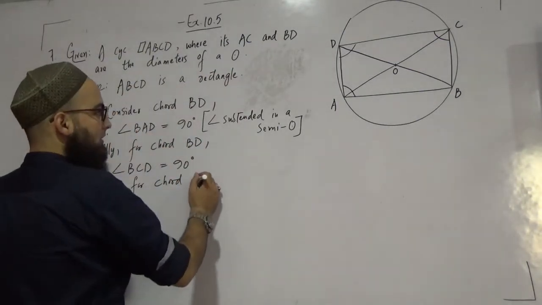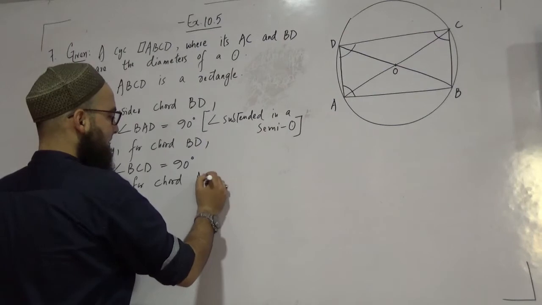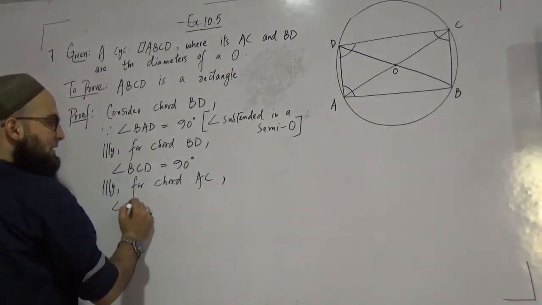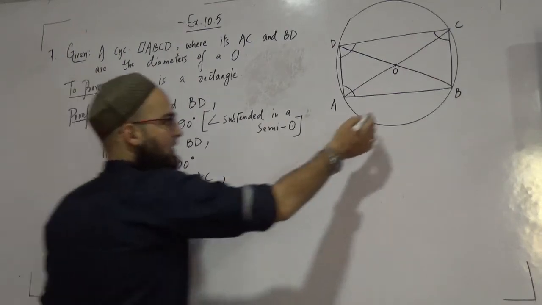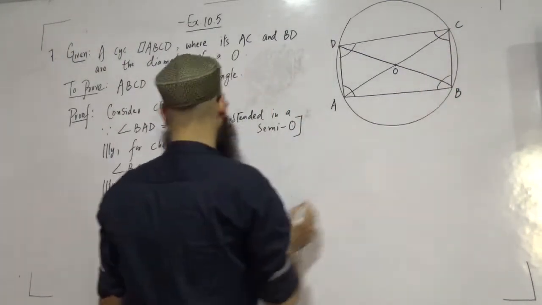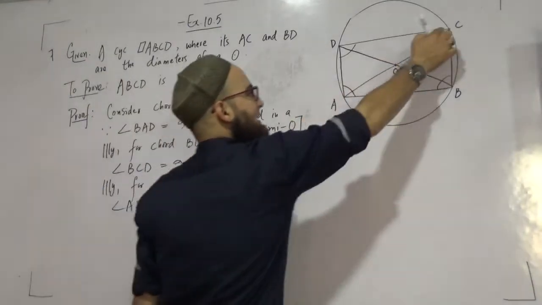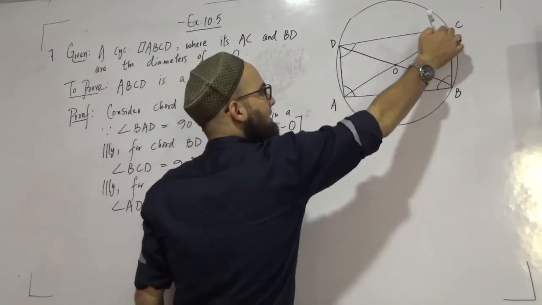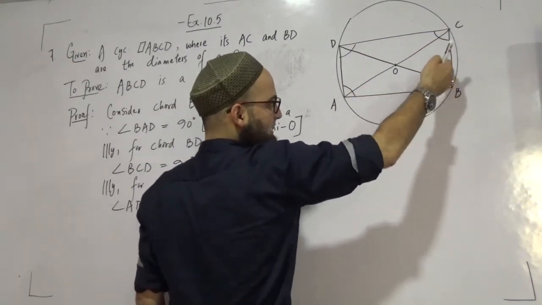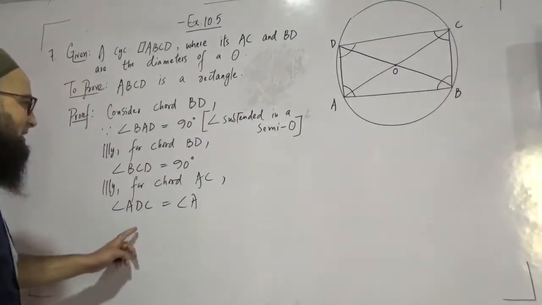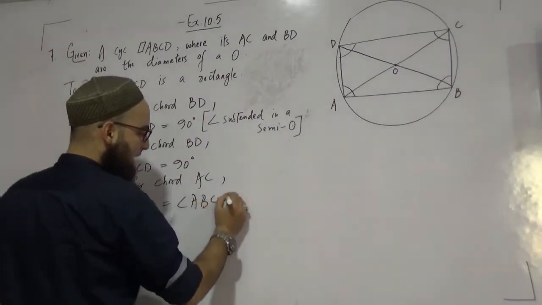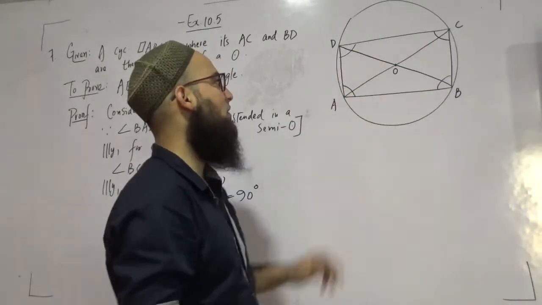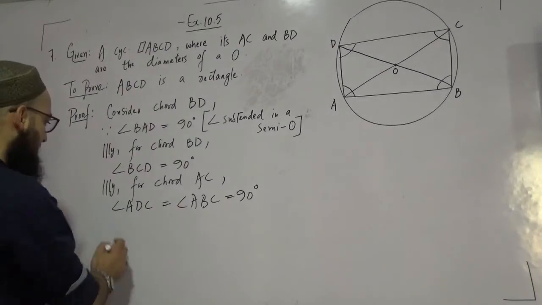Similarly, for chord AC, angle ADC is equal to angle ABC. Because AC is a chord, the angle subtended by this chord in the semicircle is 90 degrees. Angle subtended by the same chord in this semicircle is 90 degrees. So angle ADC is equal to angle ABC is equal to 90 degrees. Now what you observe, all the four angles of this quadrilateral are 90 degrees. That means it's a rectangle.